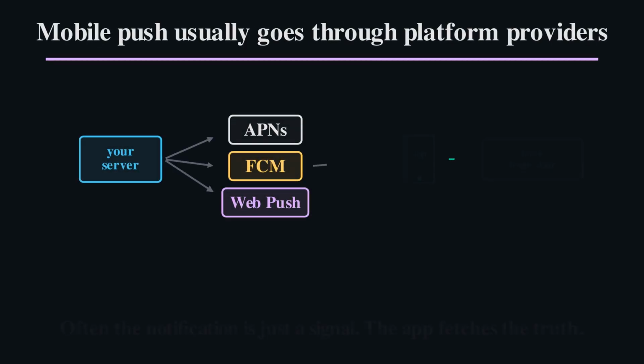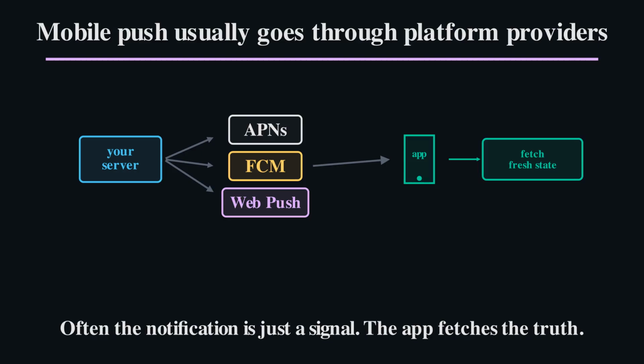Mobile and browser push usually goes through platform push services. APNs, FCM, and web push exist because phones and browsers cannot keep every app server directly connected forever. Your server sends to the provider, which wakes the device or service worker, and the app fetches fresh state if needed. That means provider limits, token lifecycle, collapse keys, and privacy all belong in the design. The payload should often be small, enough to wake the app, not enough to become the only source of truth.